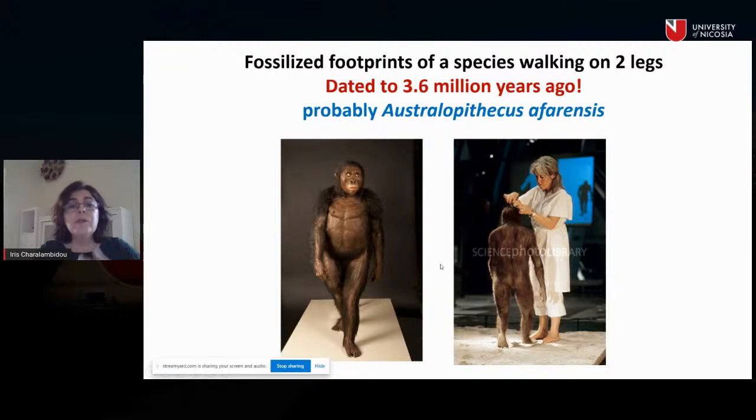If you saw this species among us, you would feel that basically you're looking at an ape, but with a human characteristic. We call this type of walking bipedal locomotion, walking on two legs.